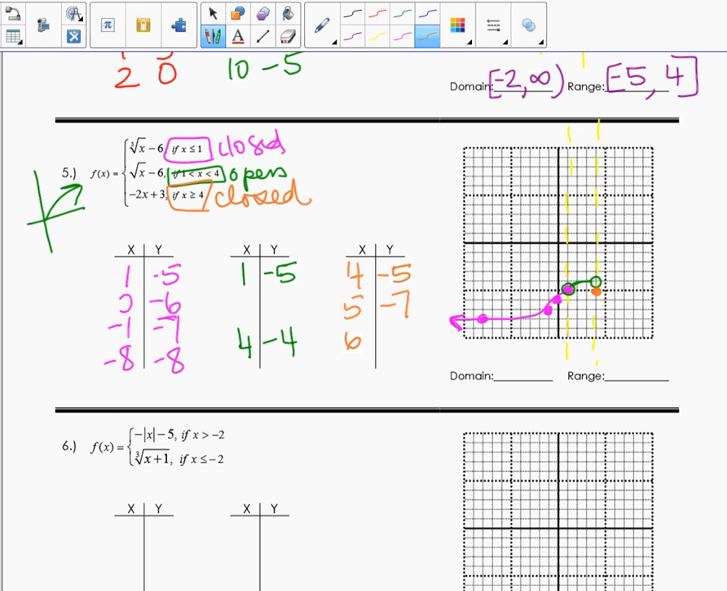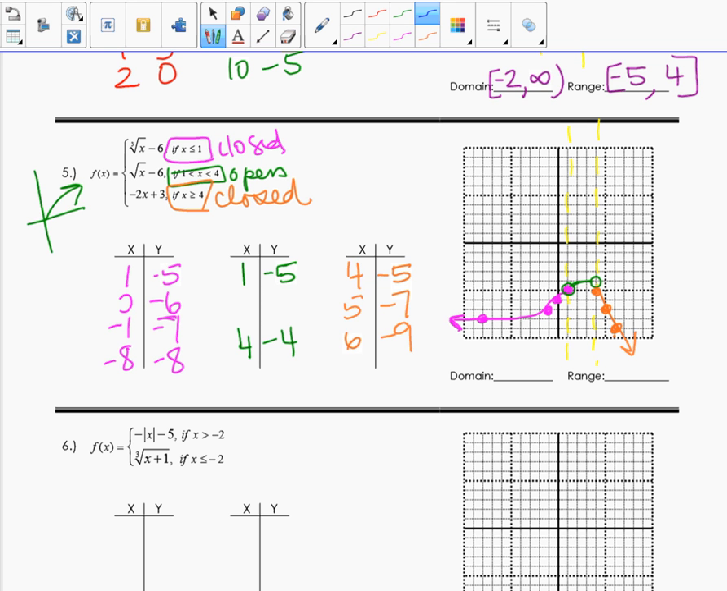And when x is 6, you should have a y value of -9. So at 4, we're at -5. At 5, we're at -7. And at 6, we're at -9. And that's going to go on forever.